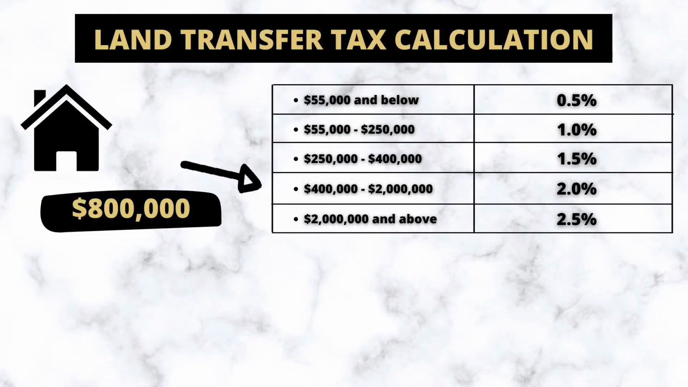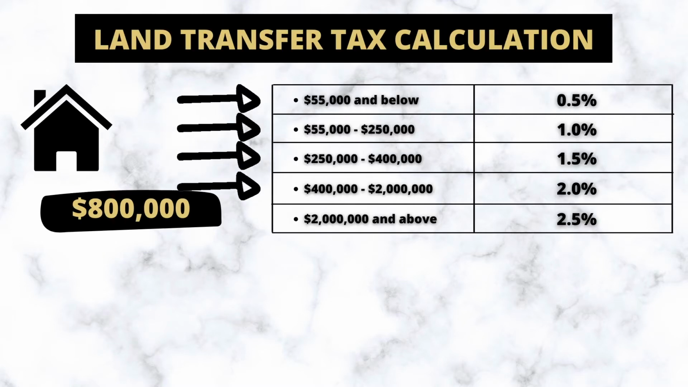Now, it's not really as simple as just looking at that chart and saying, oh, I'm gonna buy an 800K home, so that means my land transfer tax will be 2% of that 800K. That's not really how it works. The way the tax works is it's broken down into different tax brackets. So for an 800K home, you're gonna be in 4 of those brackets. I'm gonna go through an example with you so you can see what I mean. So the 800K home will fit into the 2% bracket. That's for houses between 400K and 2 million, obviously, right? But to calculate the land transfer tax, you're gonna need to do 4 separate calculations and then add them all up to get your total land transfer tax amount.